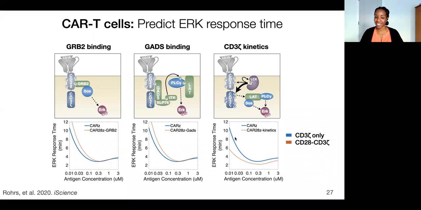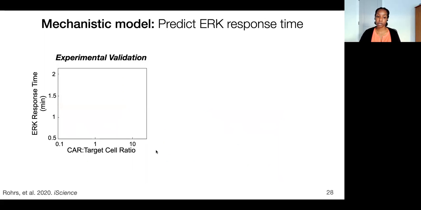Now, these are all model predictions. We wanted to test and validate and discriminate between which would be correct. And so we turned to an experimental system where my student Jen engineered Jurkat T cells to express either a CAR that has CD3 zeta only or a CAR that has CD3 zeta along with CD28. She also engineered K562 cells, another cancer cell line, to express CD19. And then she combined the CAR cells and the target cells in different ratios in order to change the amount of stimulation. Then she measured the ERK response time with flow cytometry.